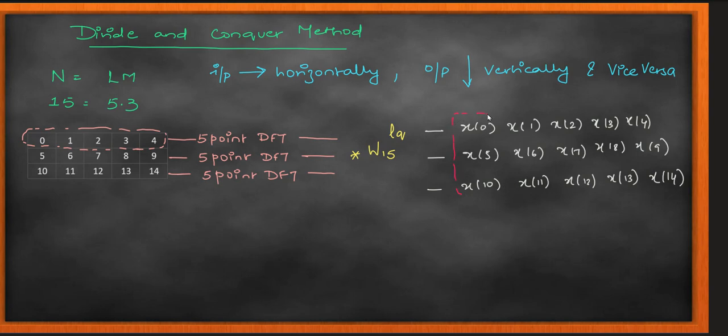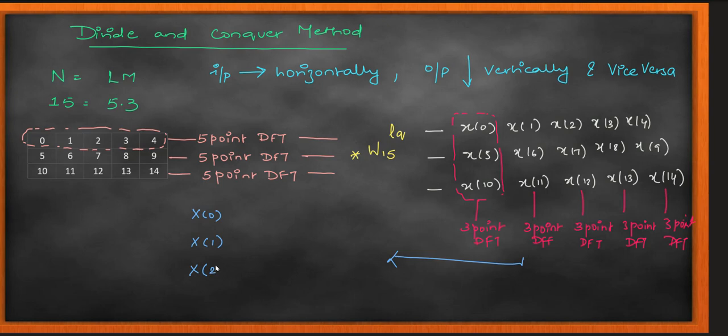Good. So which means you can see, for my 3 rows, I have to do my 5-point DFT 3 times, and then I am multiplying with that scalar multiplier W15 to the power of LQ, which, if you have gone through the derivation video for divide and conquer method, you will know. I am taking the output of that to be x0, x1, x2, x3, x4, x5, x6 till x14. And now for these row index sequences, I am doing the 3-point DFT. So I am taking the 3-point DFTs vertically along the columns, as can be seen here. And when I do that, I am going to end up getting your 15-point DFT.